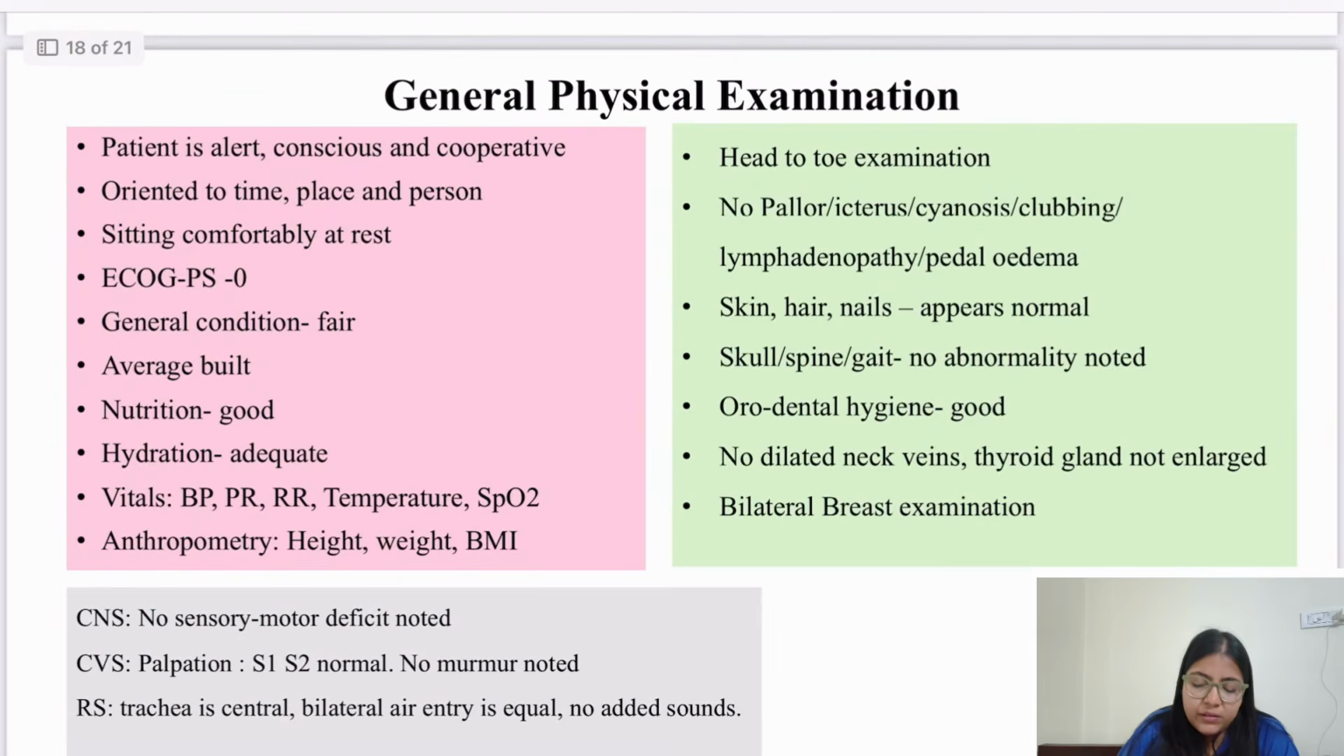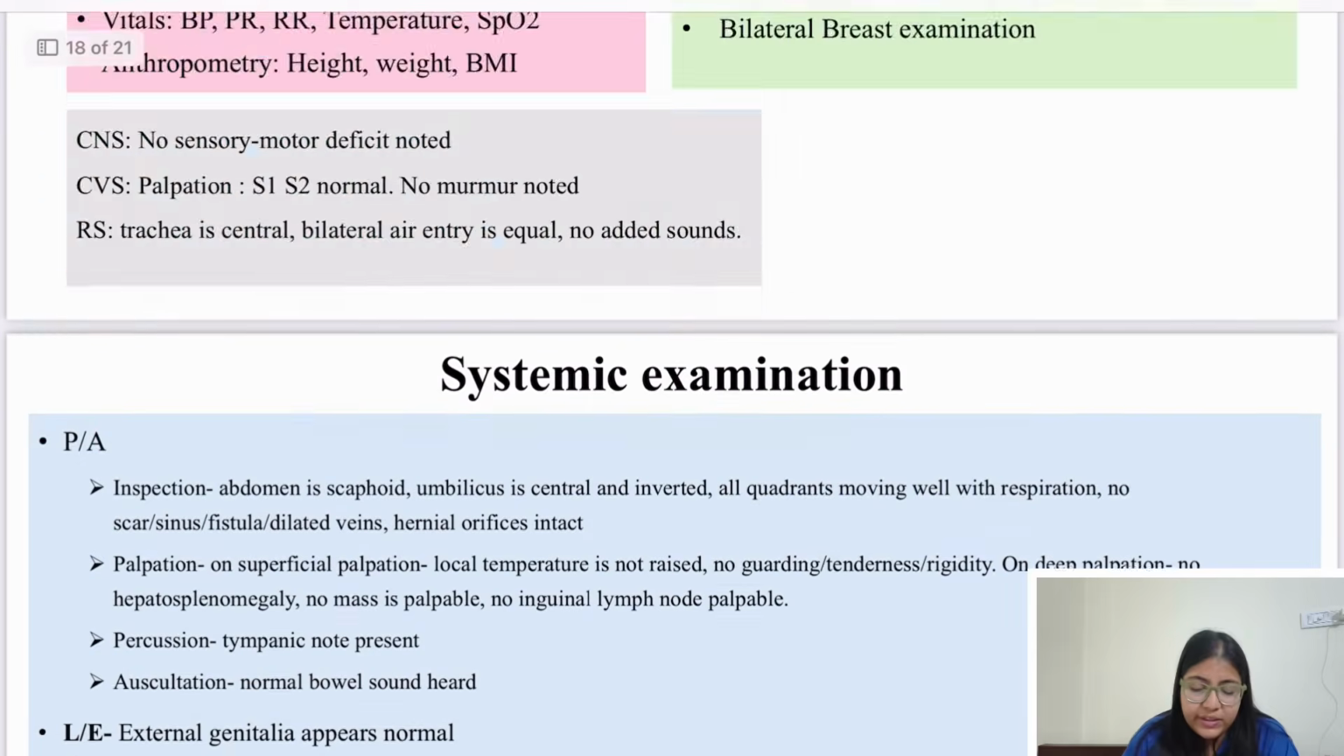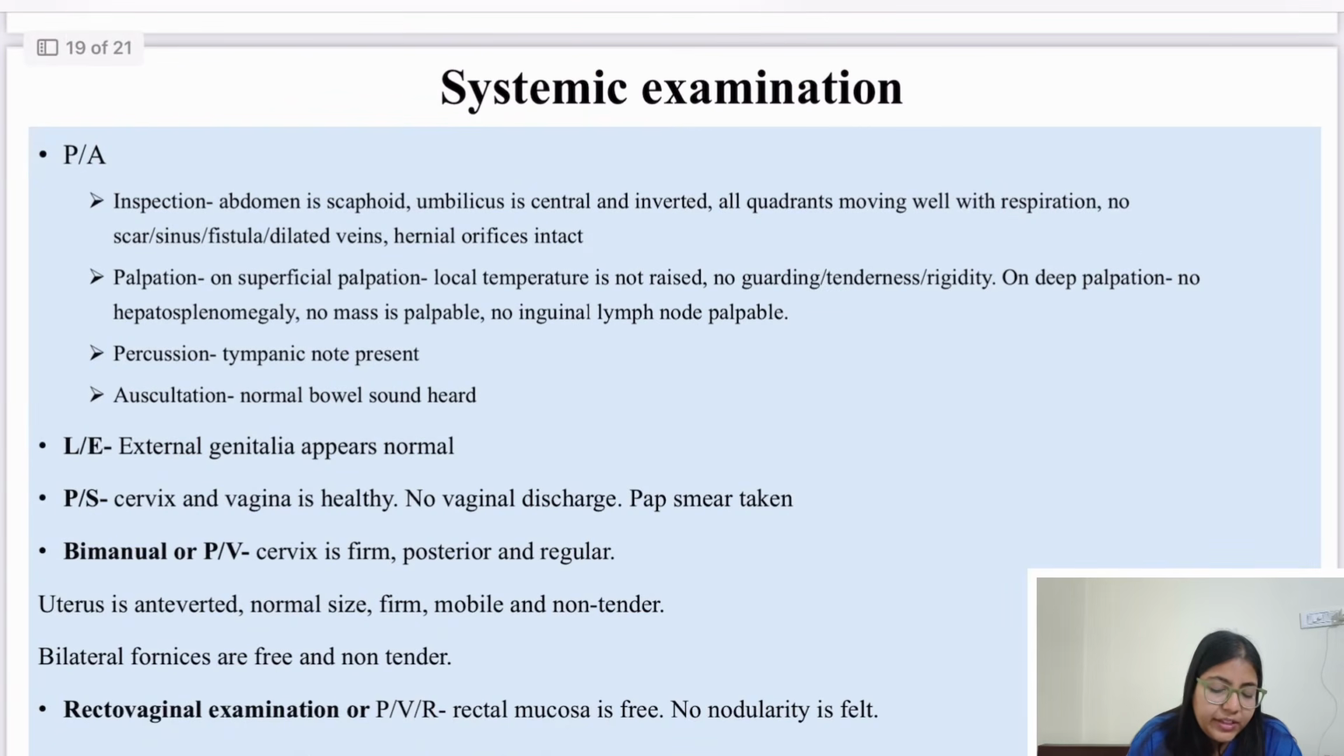Now comes the final format. If the examination findings are normal, how do you write the case? So you write like this, all these things I have told. ECOG PS is 0, like the patient is fully active, no change in pre-disease or post-disease status of the patient. All these vitals, anthropometry, head to toe examination, systemic examination. In per abdomen examination, you write all this separately: inspection, palpation, percussion and auscultation.